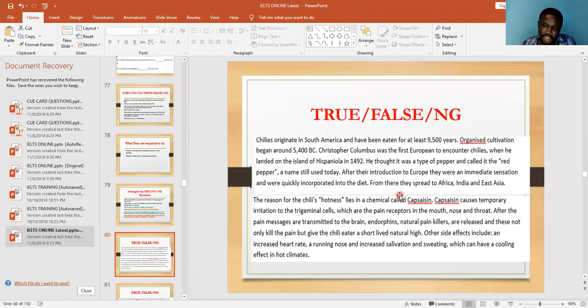This passage is talking about when people started eating it in the pot, when they began the cultivation, somebody that encountered it, the name given to it, and what happened when it was introduced to a part of Europe, or some other part of the world. Now let's go into the question.